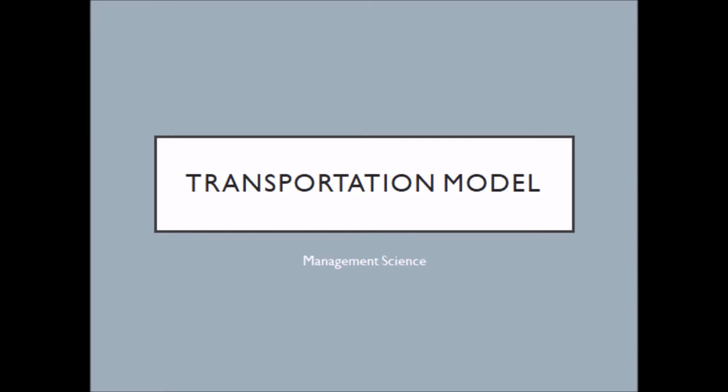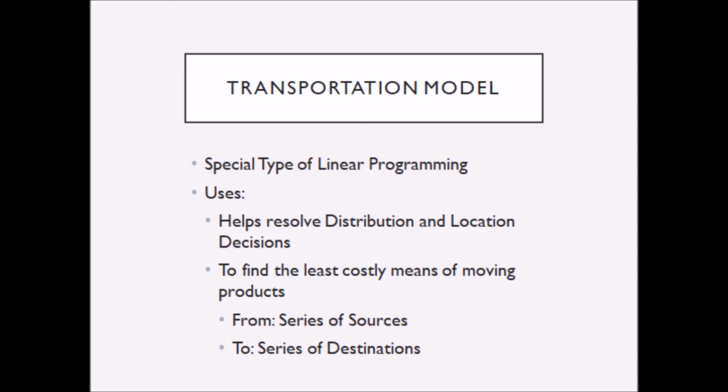And today we are going to talk about the transportation model. So what is a transportation model? This is a special type of linear programming which is used for helping resolve distribution and location decisions to find the least costly means of moving products from a series of sources to a series of destinations.